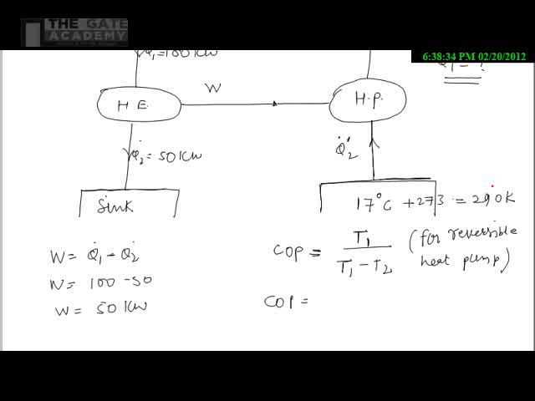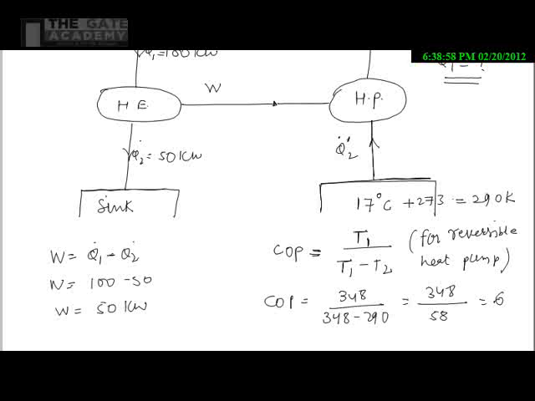So now we have T1, so I will write 348 divided by 348 minus 290. 348 minus 290 will be 58. So the COP is coming 6. So the COP for this reversible heat pump is 6.